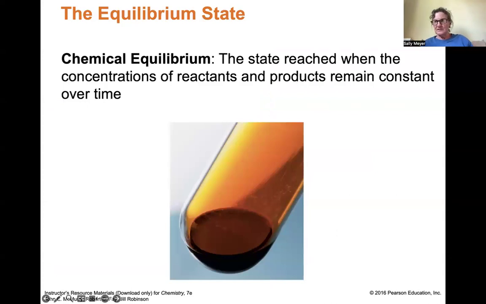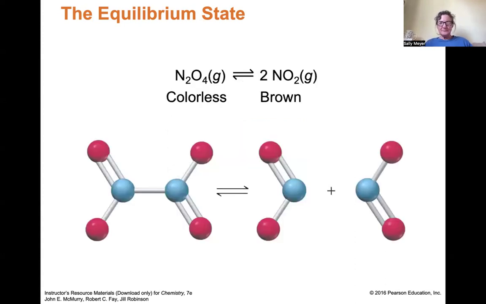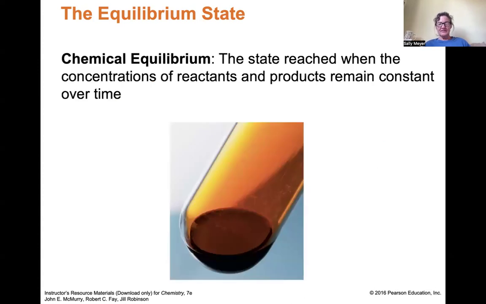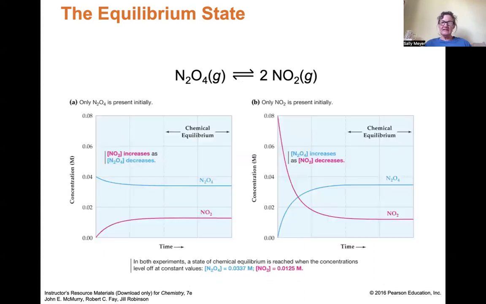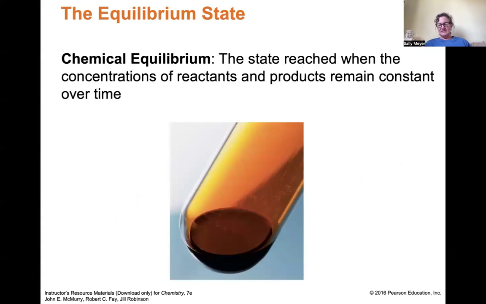The equilibrium state is reached when the concentrations of reactants and products remain constant over time. So we're going to look at a reaction. For a while, the concentrations might be changing, but they're going to reach a point at which they're at the best concentration and they'll stop changing. This is just the picture of this particular reaction. The brown color is the product, the nitrogen dioxide, so you can see where equilibrium is based on the color.